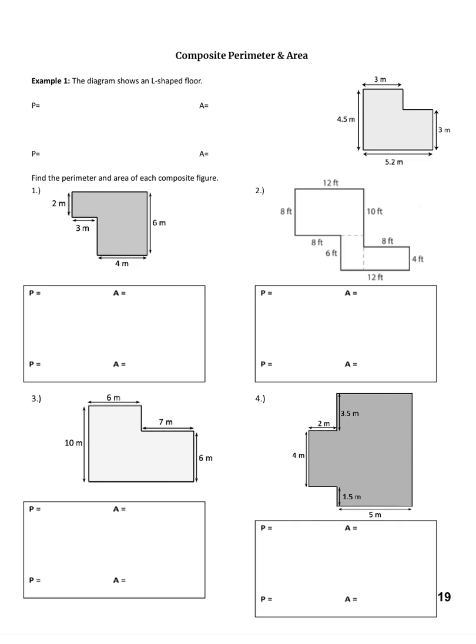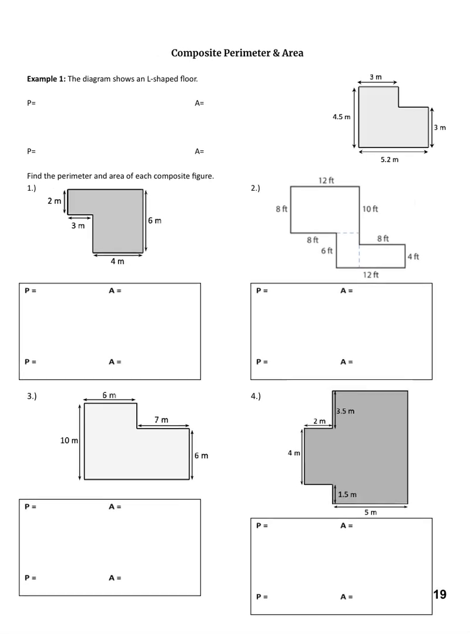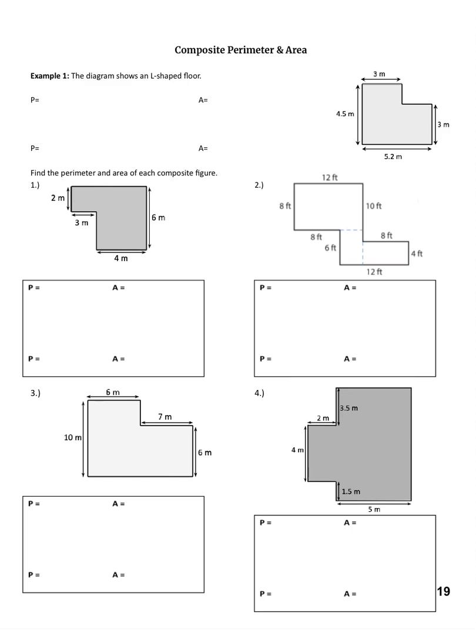Hi, welcome to this video on composite perimeter and area. A composite figure is a two-dimensional figure that cannot just be named as a single shape. If I look at the shape given in example 1, it's an L-shaped floor plan. This L-shaped floor plan isn't a rectangle or a square or a parallelogram. It's composed of, composite meaning composed of, more than one geometric figure, since it's concave.